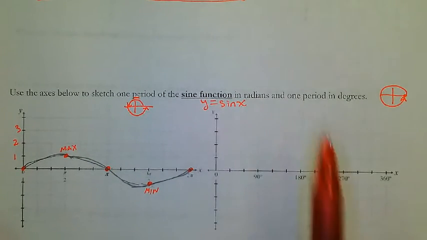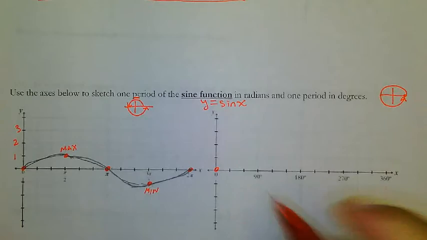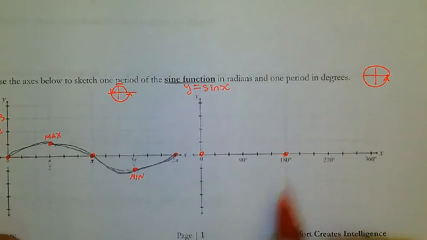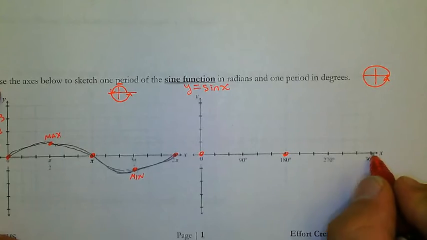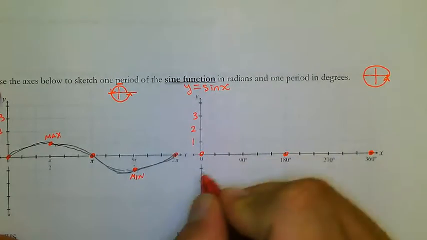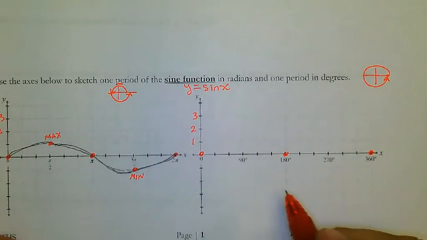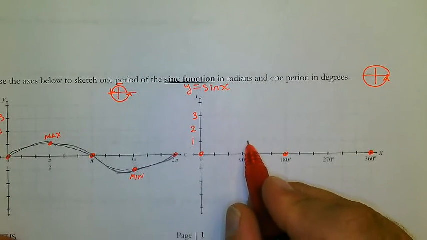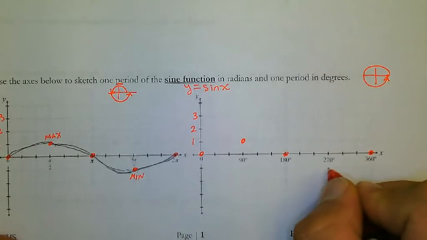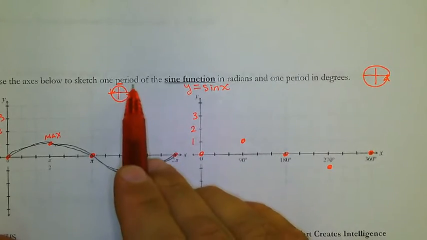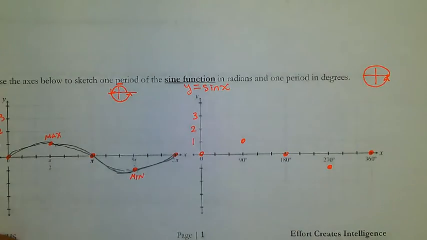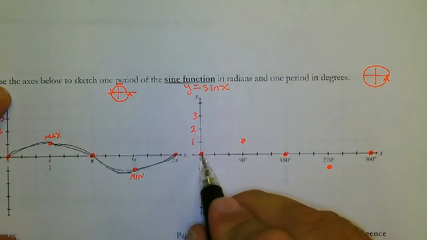If we're in degrees, well, at 0 degrees, my sine function is 0. At 180 degrees, the sine function is 0. At 360 degrees, the sine function is 0. And if each of these tick marks is 1 unit, then at 90 degrees, a maximum, and at 270 degrees, a minimum. So I'm up here at 90, down here at 270.